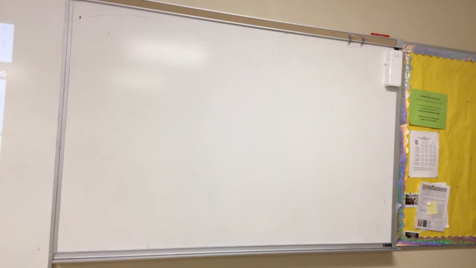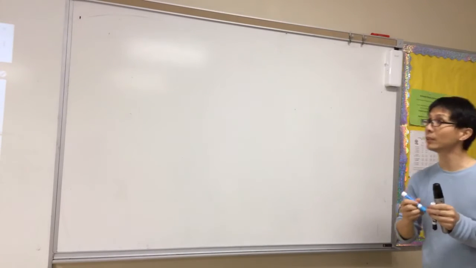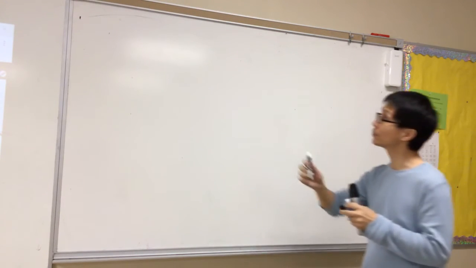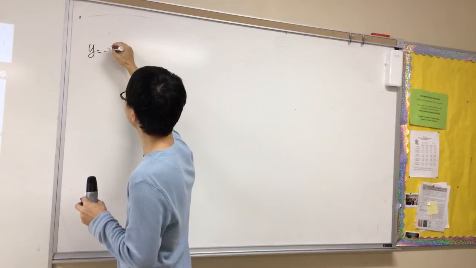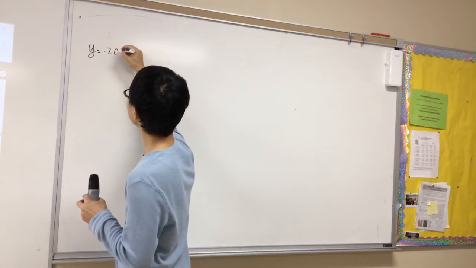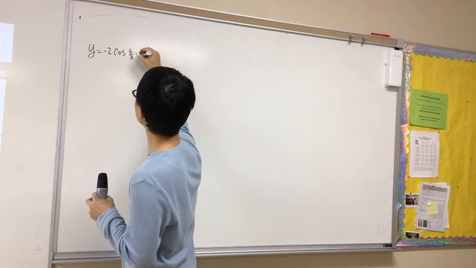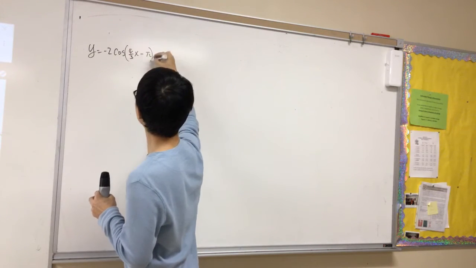So most of the things, so number 5, let me go over number 5. Number 5 is which question? Can you tell me the question? Y is equal to negative 2 cosine of 4 over 3 x minus pi, minus 1.